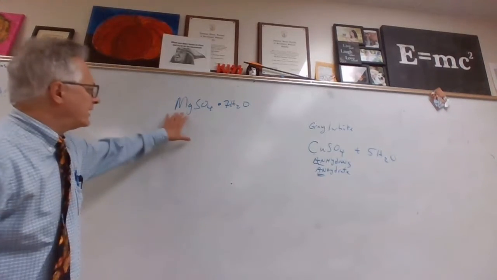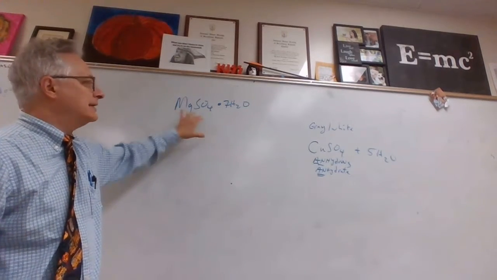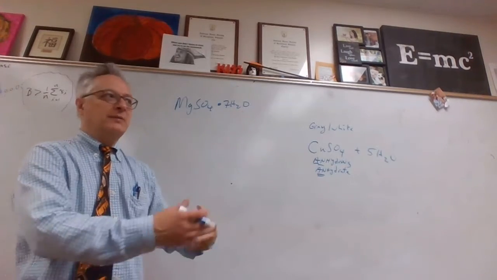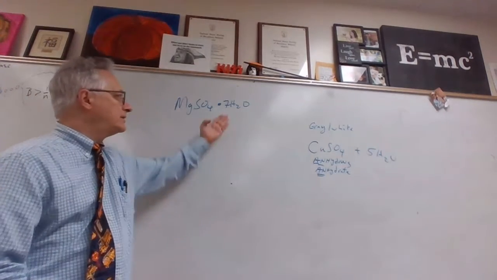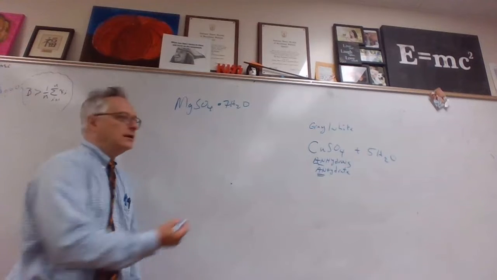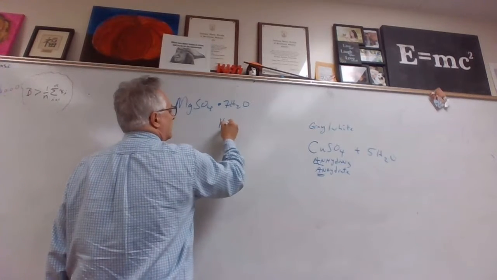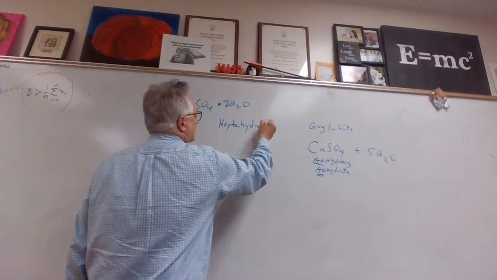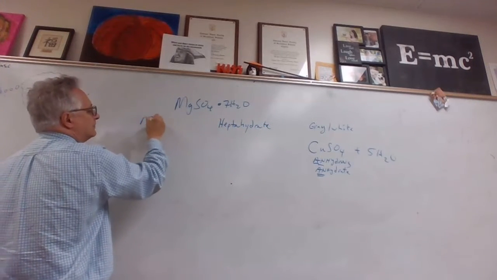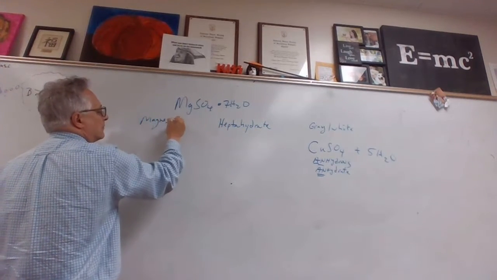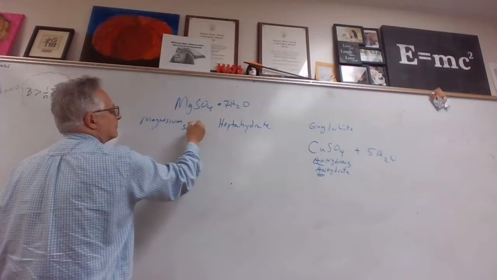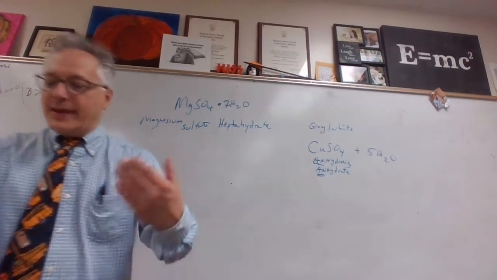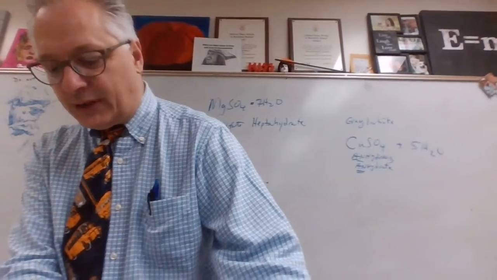We have this compound, and you should be able to recognize this as magnesium sulfate. And then I've got some more water here, and it's going to be something hydrate. Now, what is seven? Well, we don't know this yet, but seven is heptahydrate. So this compound would be magnesium sulfate heptahydrate.